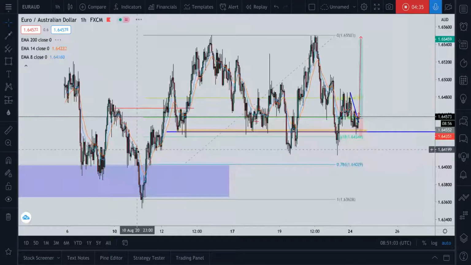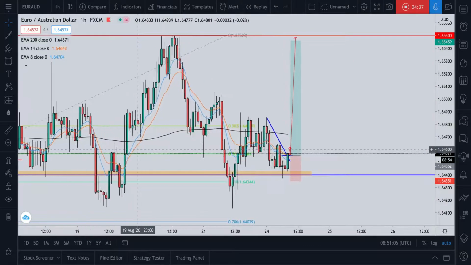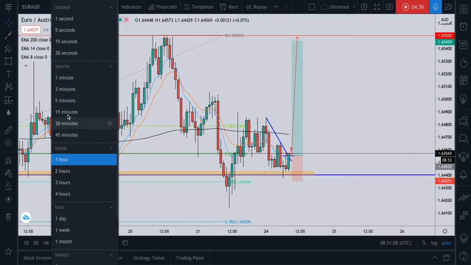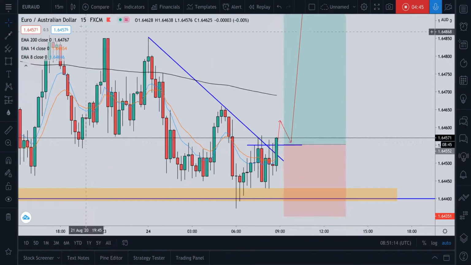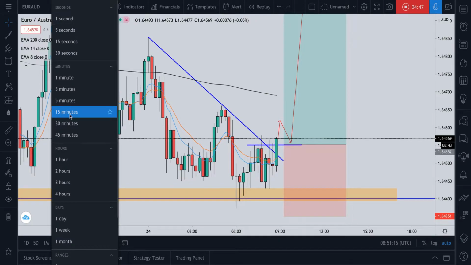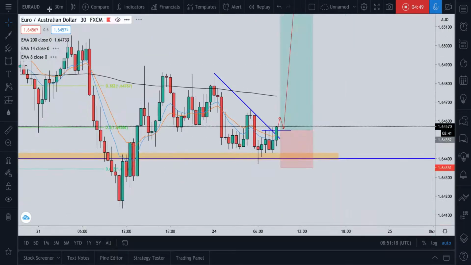So I'll break it down to the 1 hour. Look at that. Look what's happening right now. Price is breaking out. Look, very cool. You see, price is breaking out. Very good entry. So I wish you guys the best. Nice setup for the week.